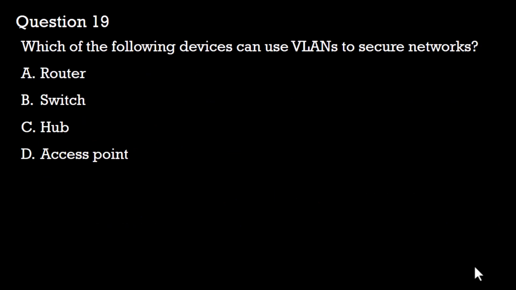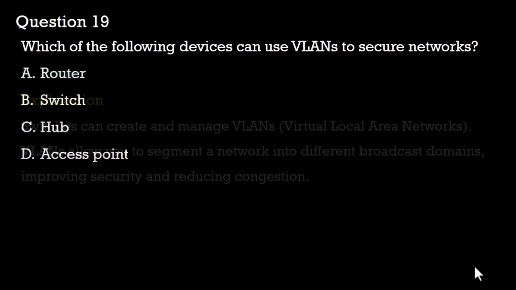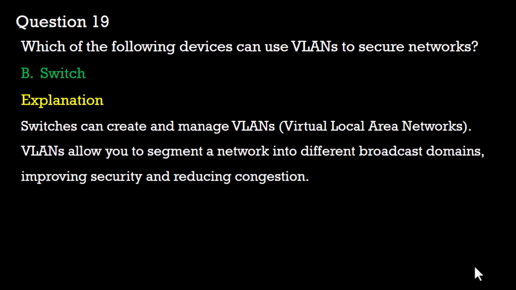Question 19. Which of the following devices can use VLANs to secure networks? A. Router. B. Switch. C. Hub. D. Access points. For this, we'll be going with option B, switch.